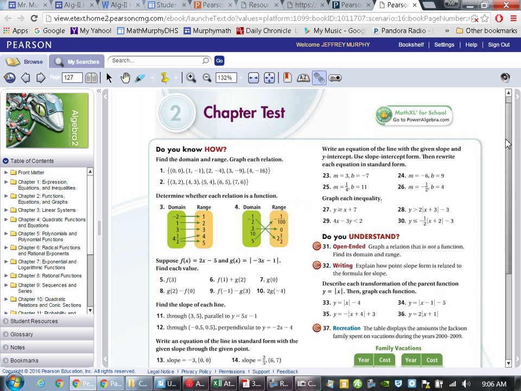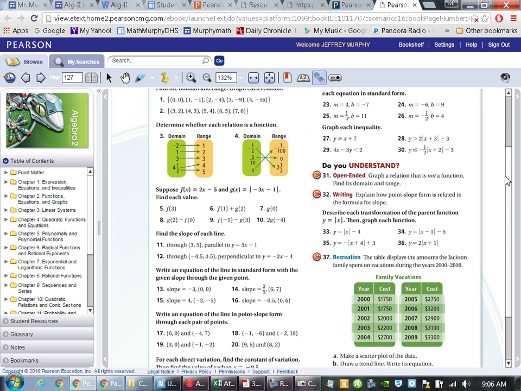Let's see here. What else do I want to use? Graphing inequalities. Do you remember how to graph and shade inequalities? Okay. You know what? I'll probably wait to do that because I want to bring that in with the other stuff.